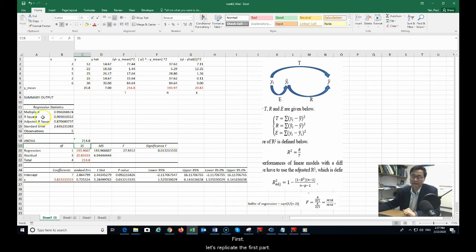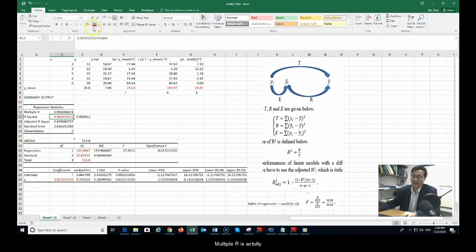Okay, the first one. So let's replicate the first part. So let's look at the R square. Okay, the R square according to this formula is R over T. So it equals R over total. So R over total. Okay, so this is 90%. So we know R square represents the percentage of the result explained by our regression. The higher, the better. 90% is an excellent result.